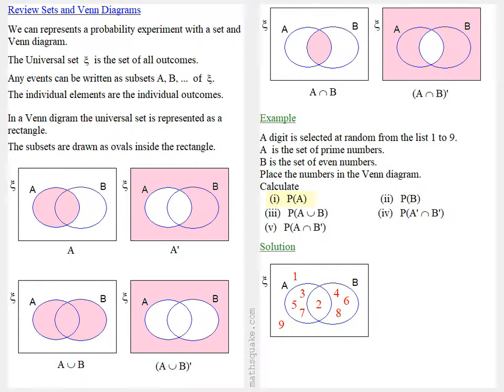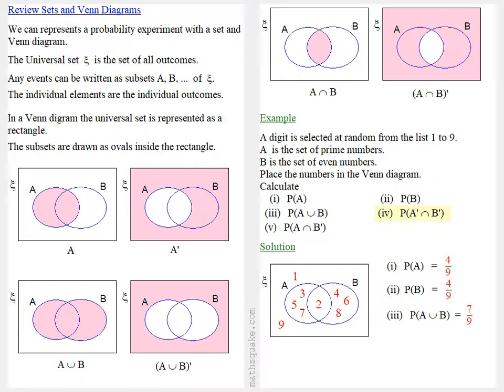In part 1, we're asked to calculate the probability of A. Well, if we look at the set A, it's got 4 elements inside and there are 9 altogether. So the probability of A is 4 over 9. In part 2, we're asked to find the probability of B. For the probability of B, B also has 4 elements inside it, so the probability is 4 over 9. In part 3, we want the probability of A union B. Now altogether there are 7 elements in there, and so the probability of A union B is 7 over 9.